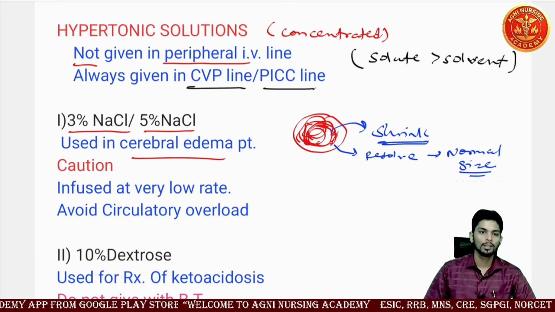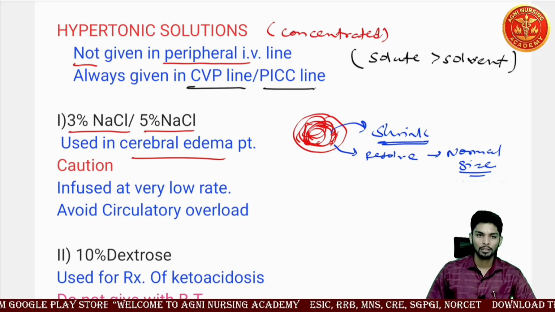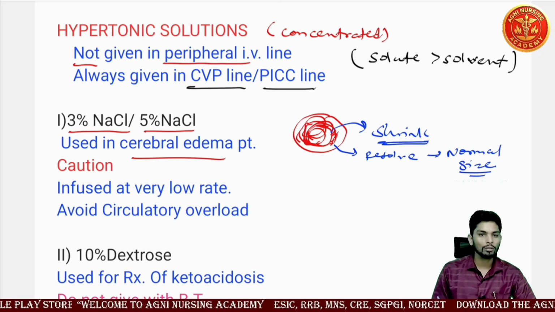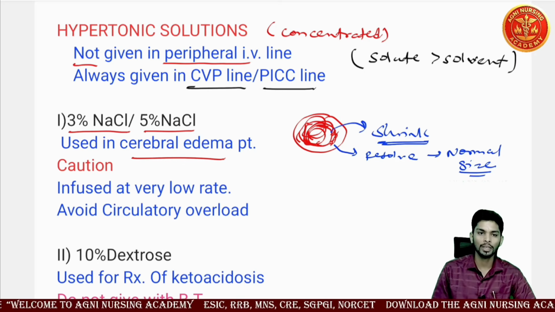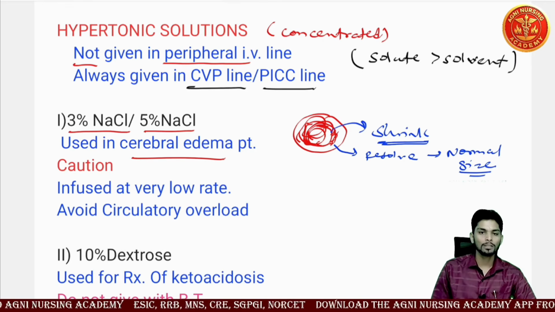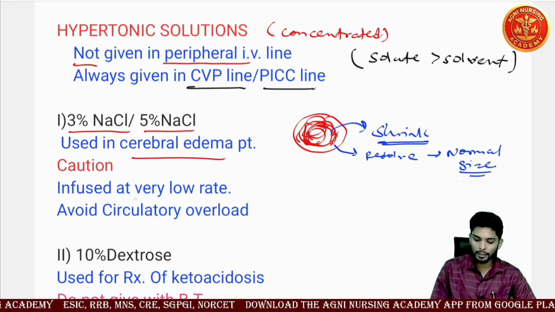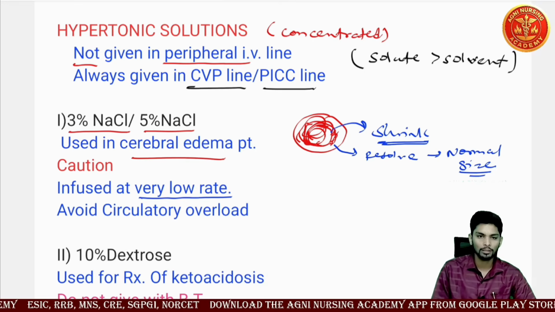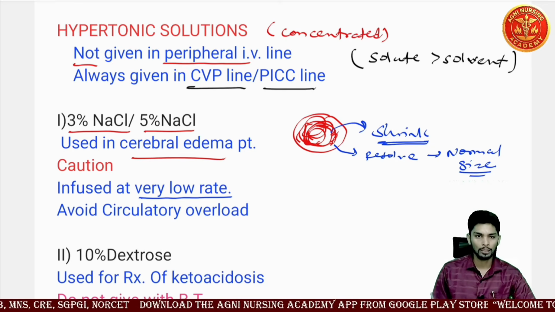Okay. So while giving these solutions, we have to take caution that we should not administer these solutions at a very high rate. We have to give a very low rate, so that it will not cause circulatory overload and pulmonary edema. So we have to administer with a very low rate. And we have to avoid circulatory overload also. Okay.